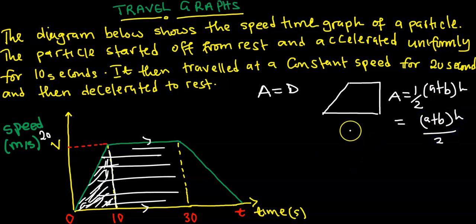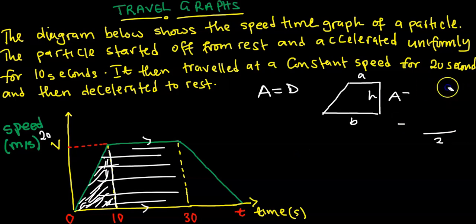Now which one is a, which one is b? So we have two bases here. We have this one, and we have this one. So whichever you choose to put as a or b, it doesn't really matter. So we are going to choose to put this one b and this one a, which means this one is the height. Let us find now the distance of the whole shape, because the whole of this shape we were saying is a trapezium.